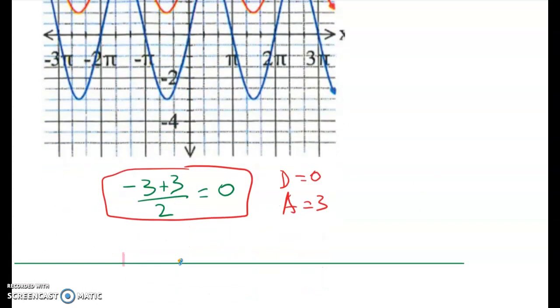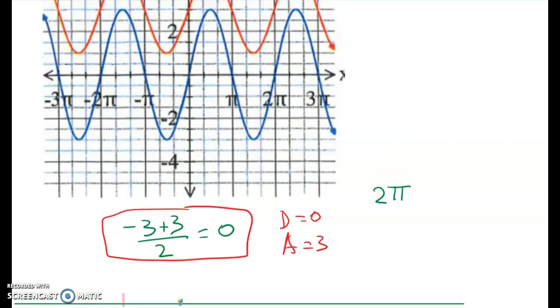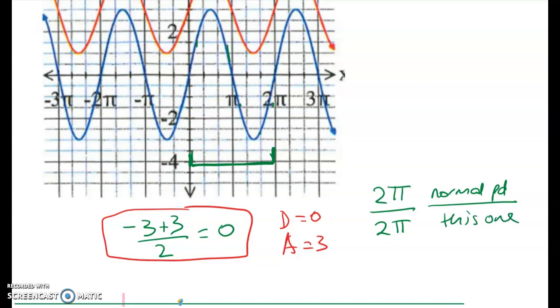So the standard sine curve has a period of 2 pi. In this case, we can see that it takes from here out to here to get back to my starting point, so one full cycle takes me 2 pi units. That means the period here is equal to 2 pi, so we don't have any horizontal stretch. The normal period is 2 pi, and this one is 2 pi, and so that equals 1. So we don't have to do anything complicated there.